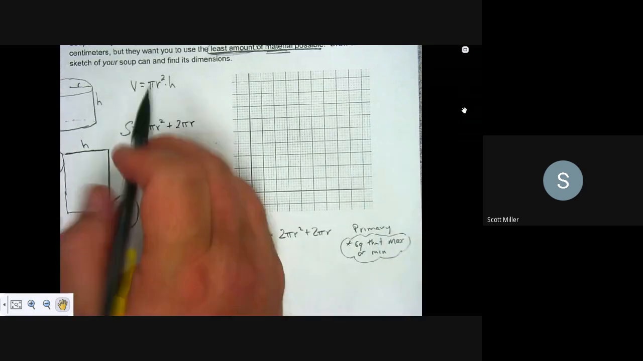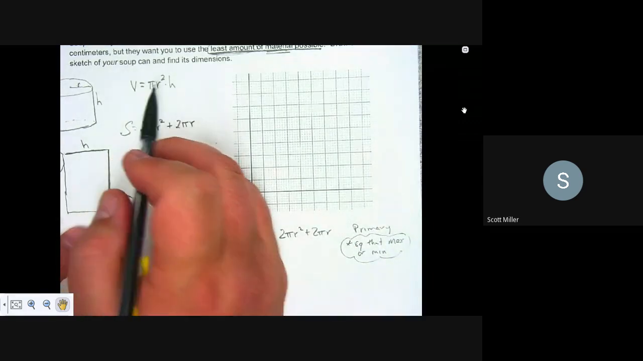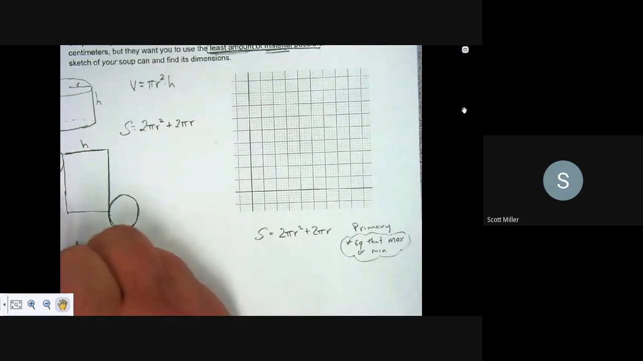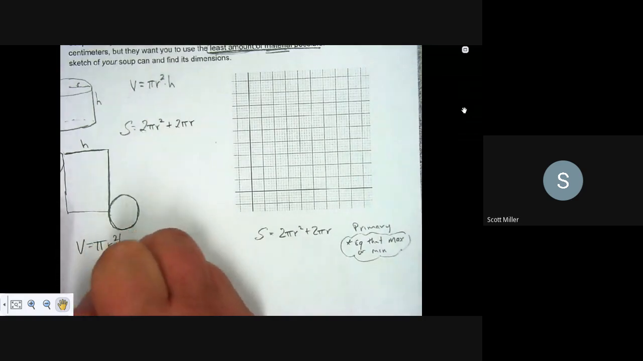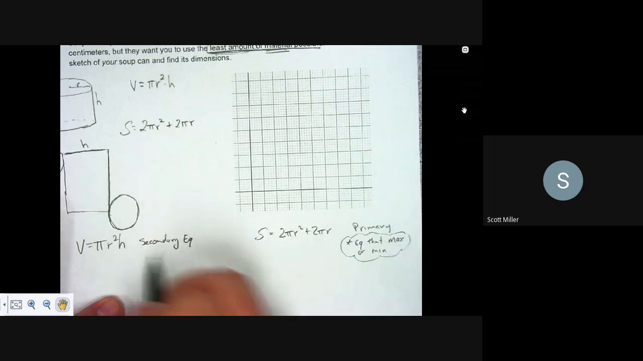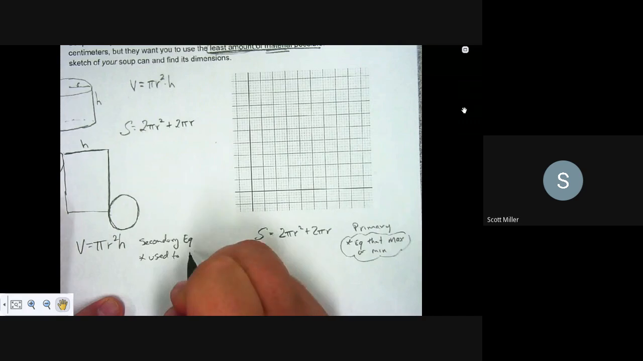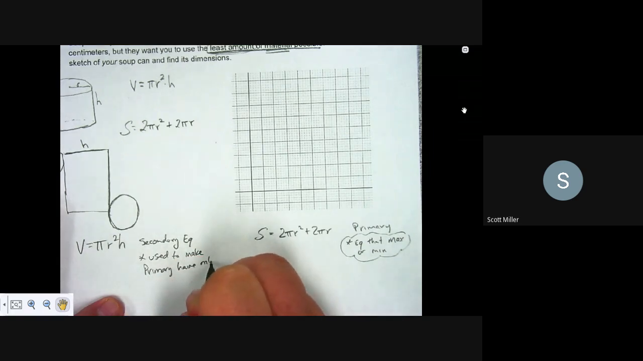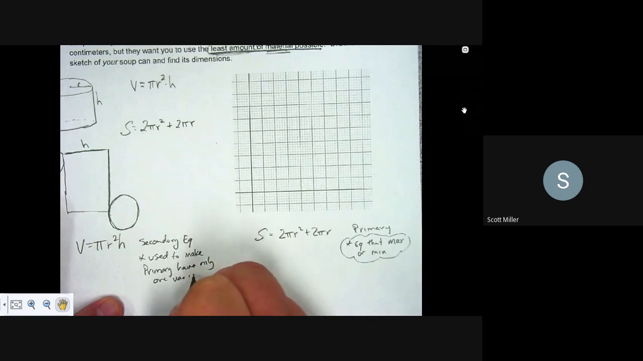So what does that make this equation? Well, this equation becomes what's called the secondary equation. Volume is pi r squared h. This is your secondary equation, and its job is to make the primary have only one variable. So it's used to eliminate a variable.